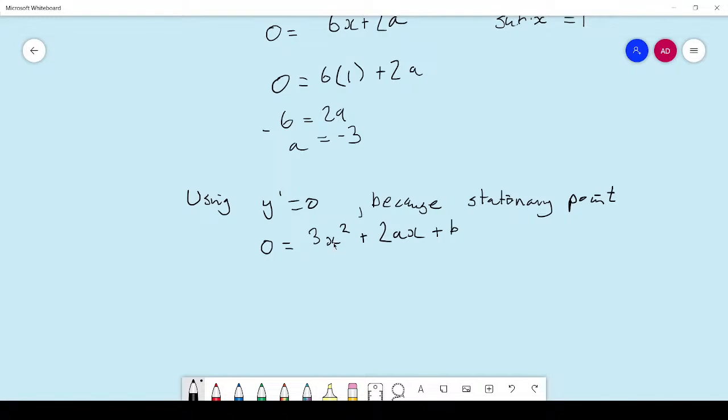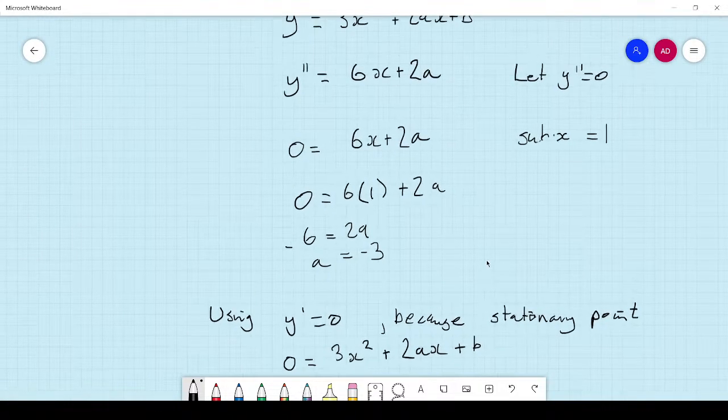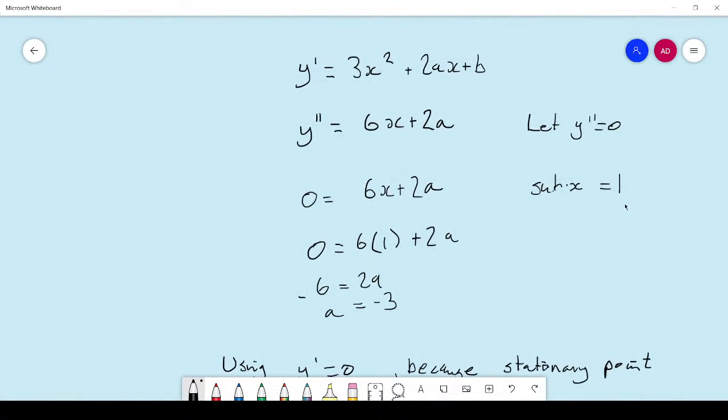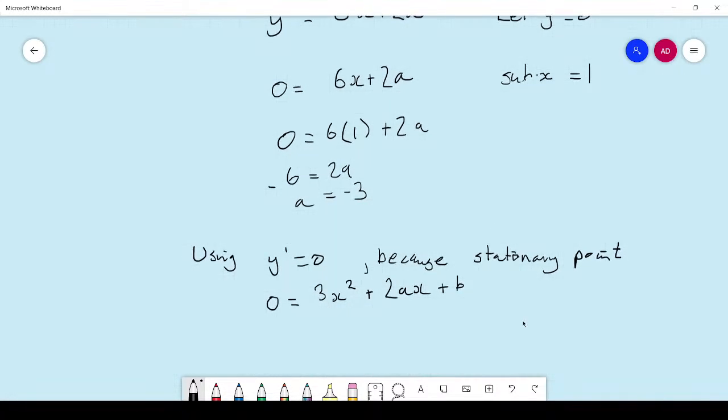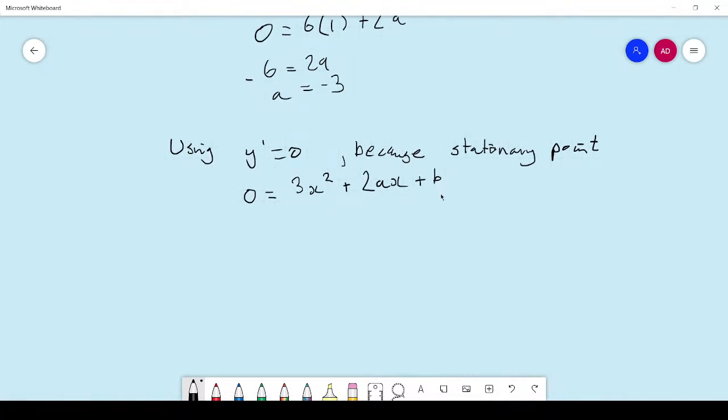We have an expression with x, a, and b, but luckily we can sub in x equals 1 and a equals negative 3, and we should be able to just solve that for b quite easily.